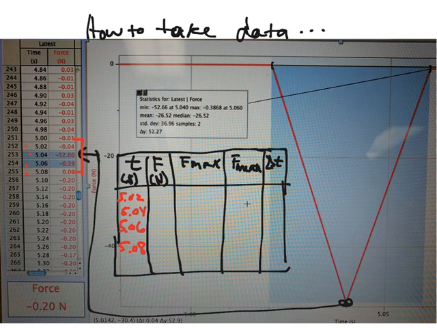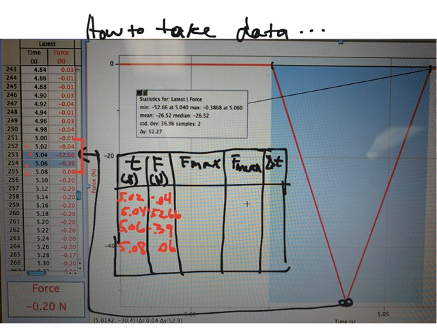Then look at your force. So your force at 5.02 was negative 0.04. And then after that, that's your huge jump at 52.66. And then it went back down to 0.39. And then your last point was at 0.06.